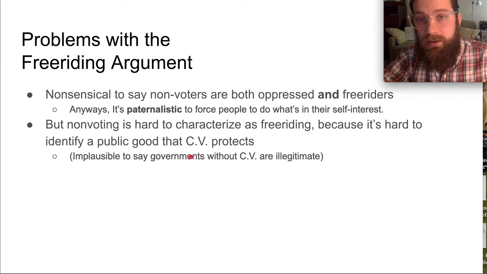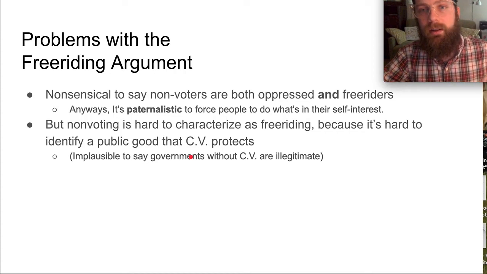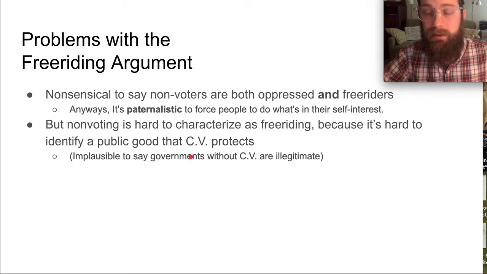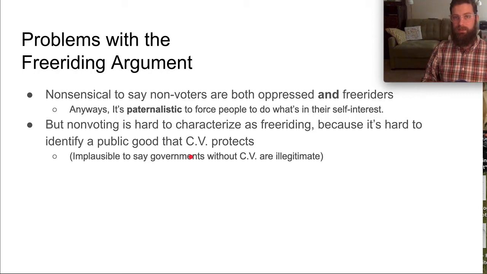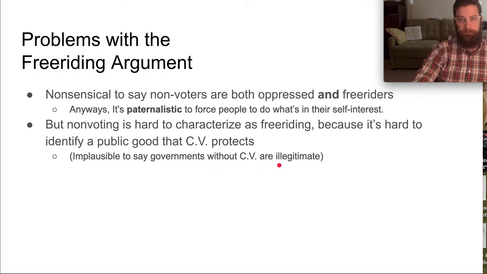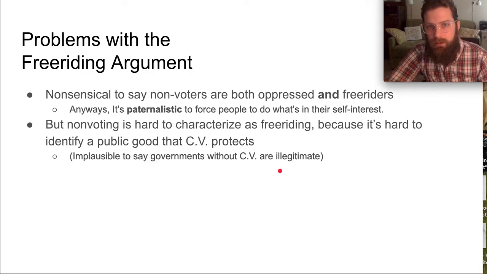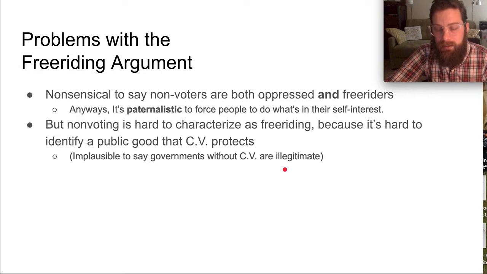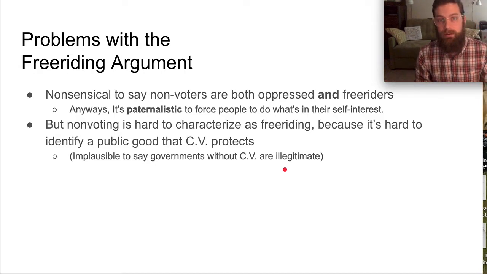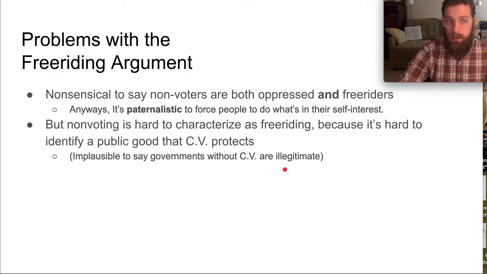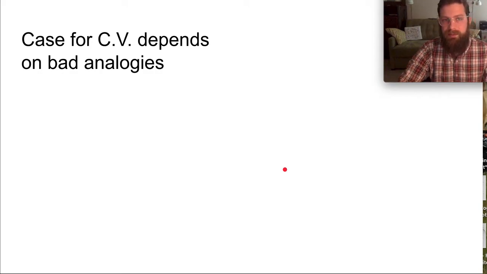So, as Lever points out, it's implausible to suggest that a government that doesn't have compulsory voting, that has a 50 or 60% turnout, is an illegitimate government. And in that sense, we then begin to wonder, well, what particular public good are we protecting when we have people come out and vote? Well, if we can't identify one, then it's hard to pin this accusation of free riding on non-voters. Remember, it's benefiting from a public good without doing your part to maintain that public good. So, the way that Lever sees it, the case for compulsory voting really depends on some bad analogies.